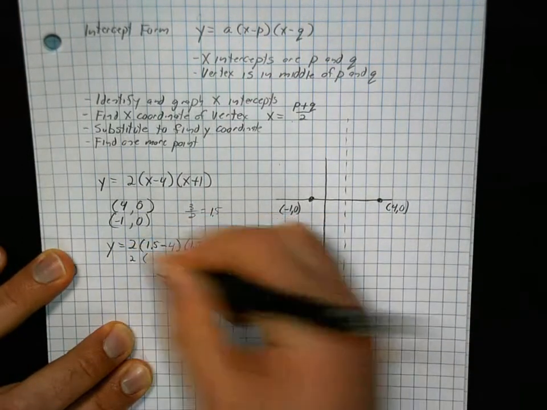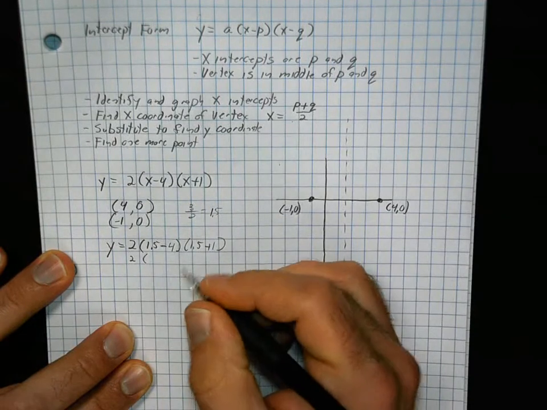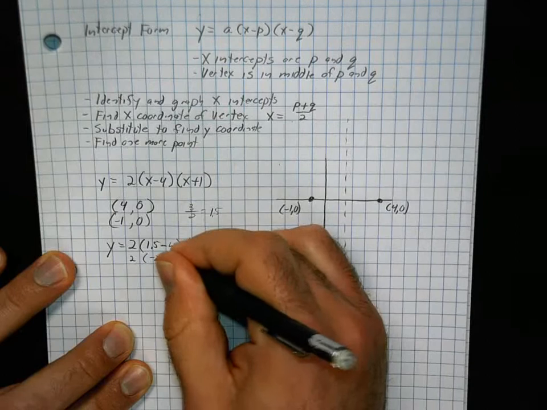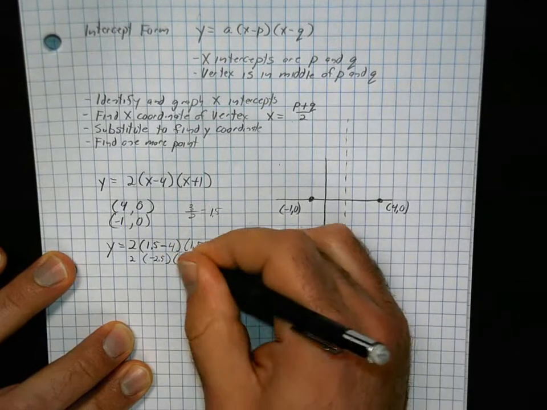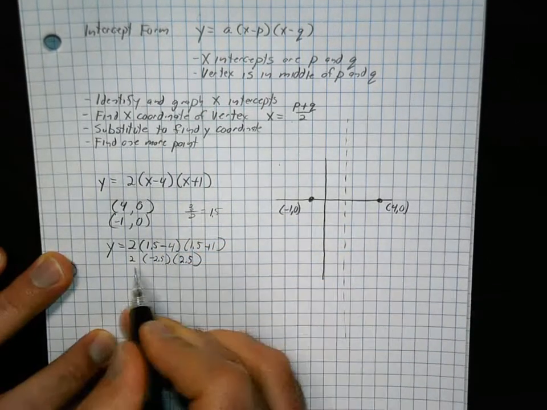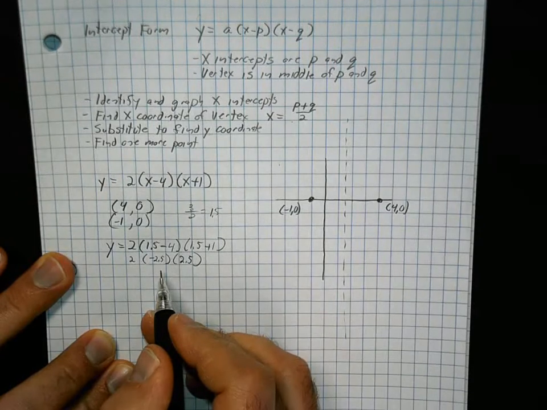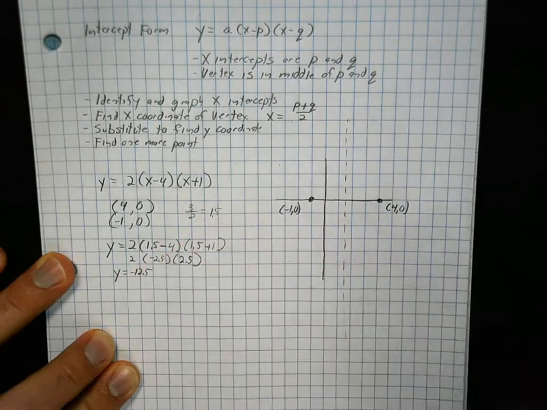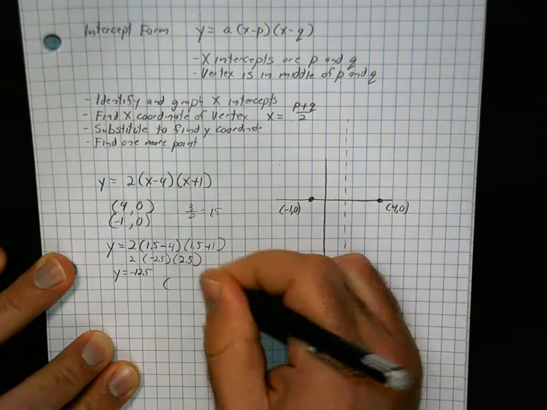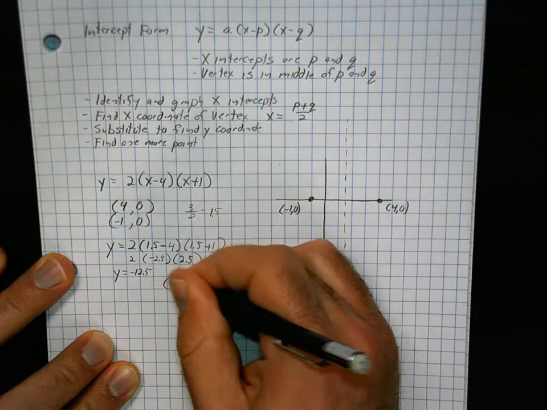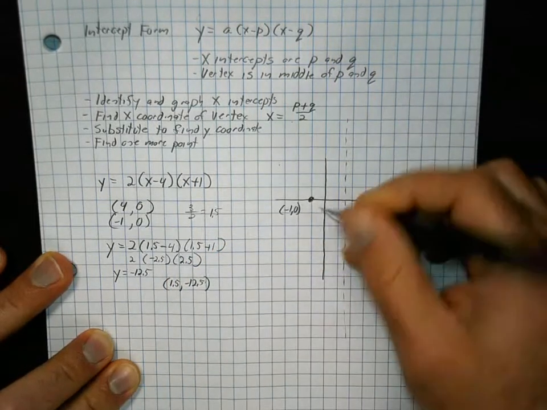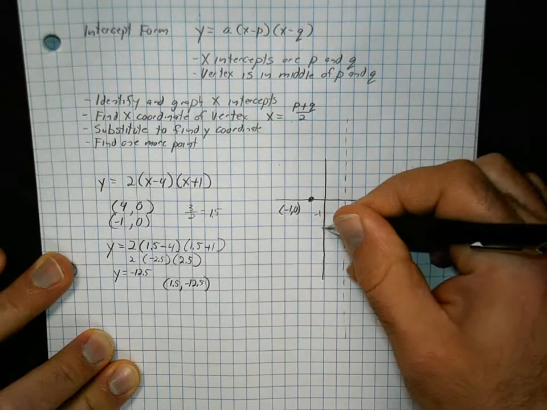Okay, so I've got 1.5 minus 4, which would be negative 2.5. And then 1.5 plus 1 is 2.5. Multiply those three numbers together, and you're going to get negative 12.5 for my y. So my vertex is at (1.5, negative 12.5). So I might as well go by ones here, negative 1.